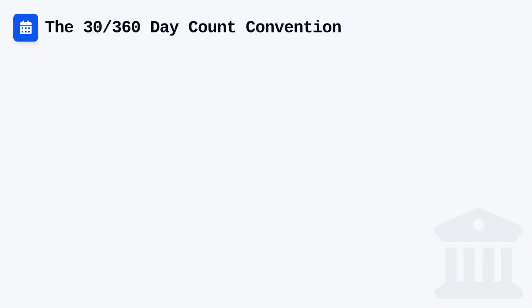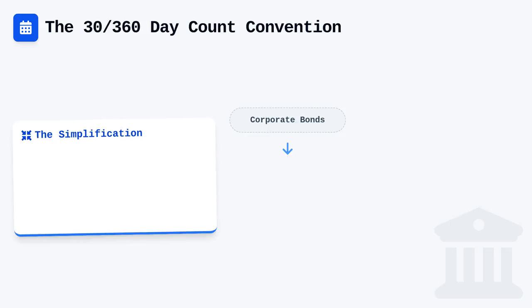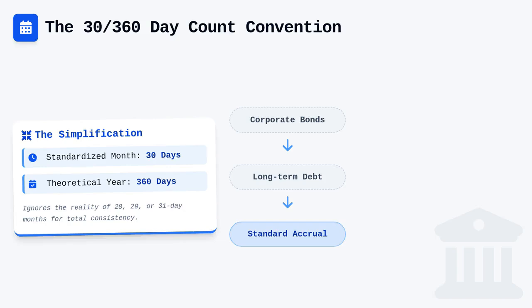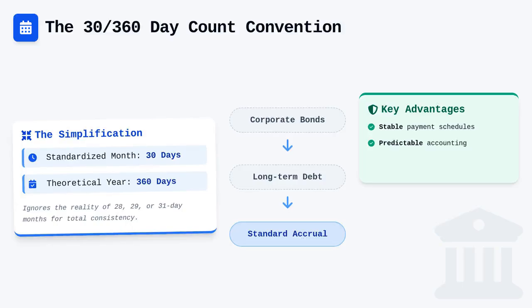Moving beyond money markets, we encounter the 30/360 day count convention, which is fundamentally a simplification technique common in corporate bond markets and certain long-term debt instruments. Under this convention, every month is standardized to exactly 30 days, resulting in a theoretical year of 360 days regardless of whether the actual month has 28, 29, 31, or 30 days. While this might seem illogical compared to the precision of the actual methods, it provides a stable and predictable payment schedule that simplifies accounting for long-dated liabilities.